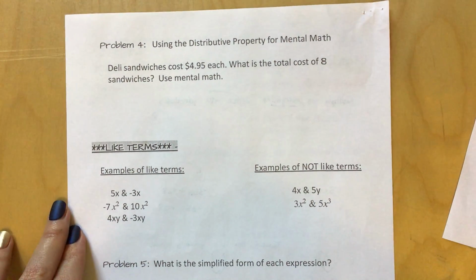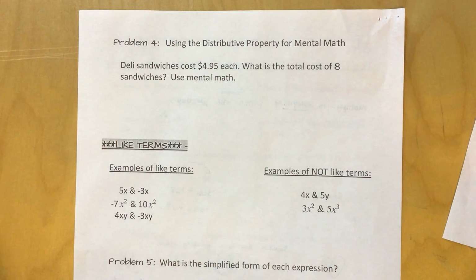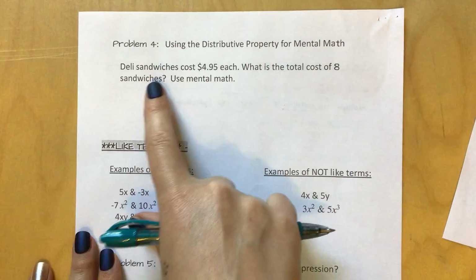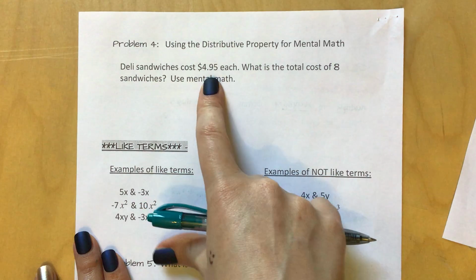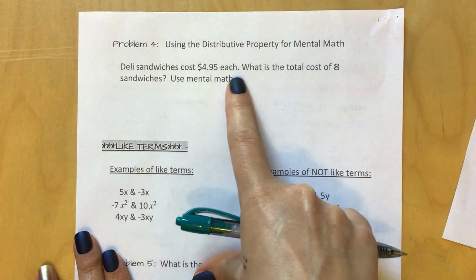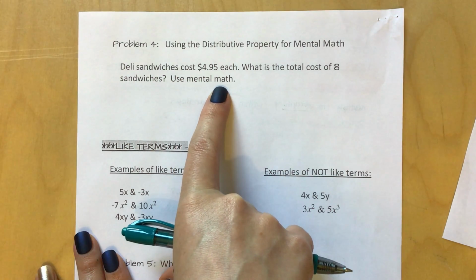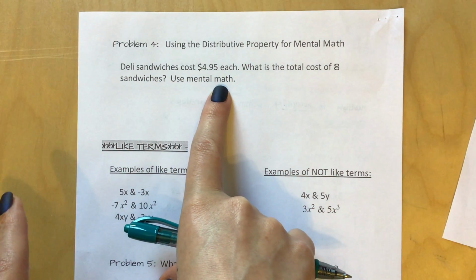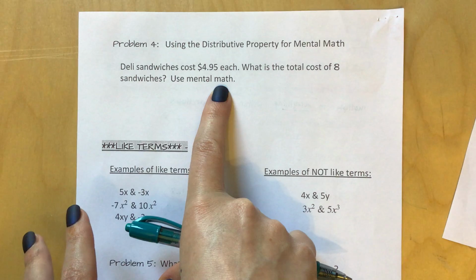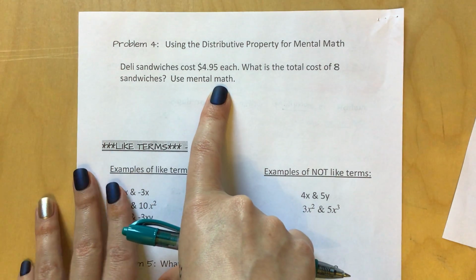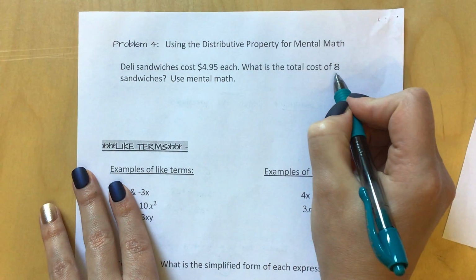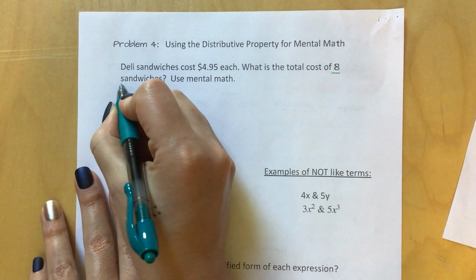So in problem 4, we're going to be using a little bit of mental math. The distributive property is really helpful if we need to do something quick and in our head. So here's our problem. It says deli sandwiches cost $4.95 each. What is the total cost of 8 sandwiches? Use mental math. Well, I am going to write a little bit of stuff down. I know that's not what mental math is, but I want you to be able to kind of see my thought process.